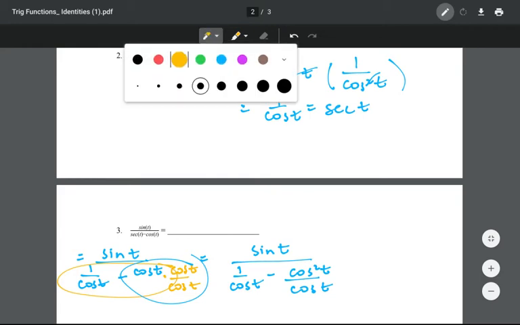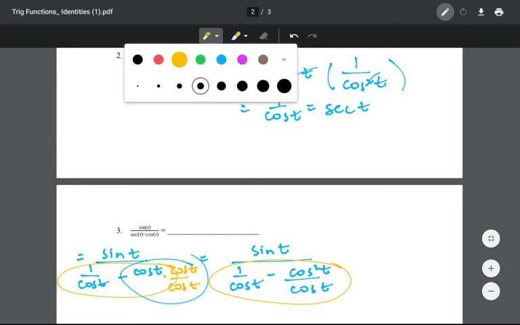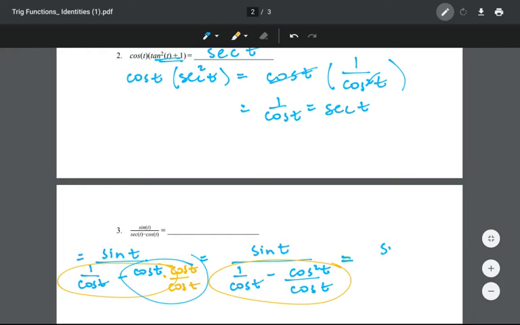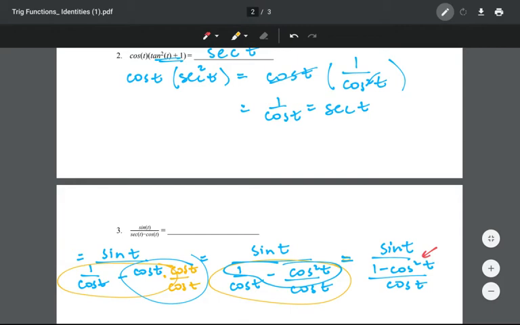Now I can take that denominator and simplify it into a single fraction. Sine t is still, whoops, I want blue. Sine t is still my numerator. In my denominator, I've got 1 minus cosine squared t over that common denominator of cosine t. Now this is division, and I want to go ahead and change this division into multiplying by the reciprocal of what we have here in our denominator.